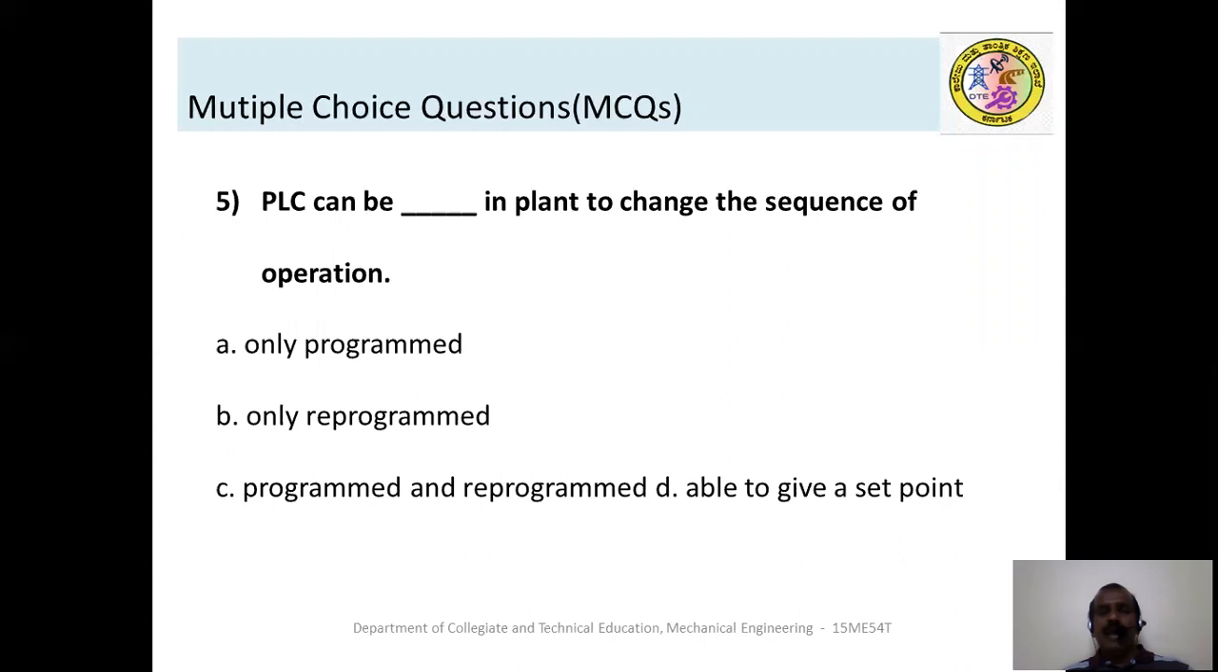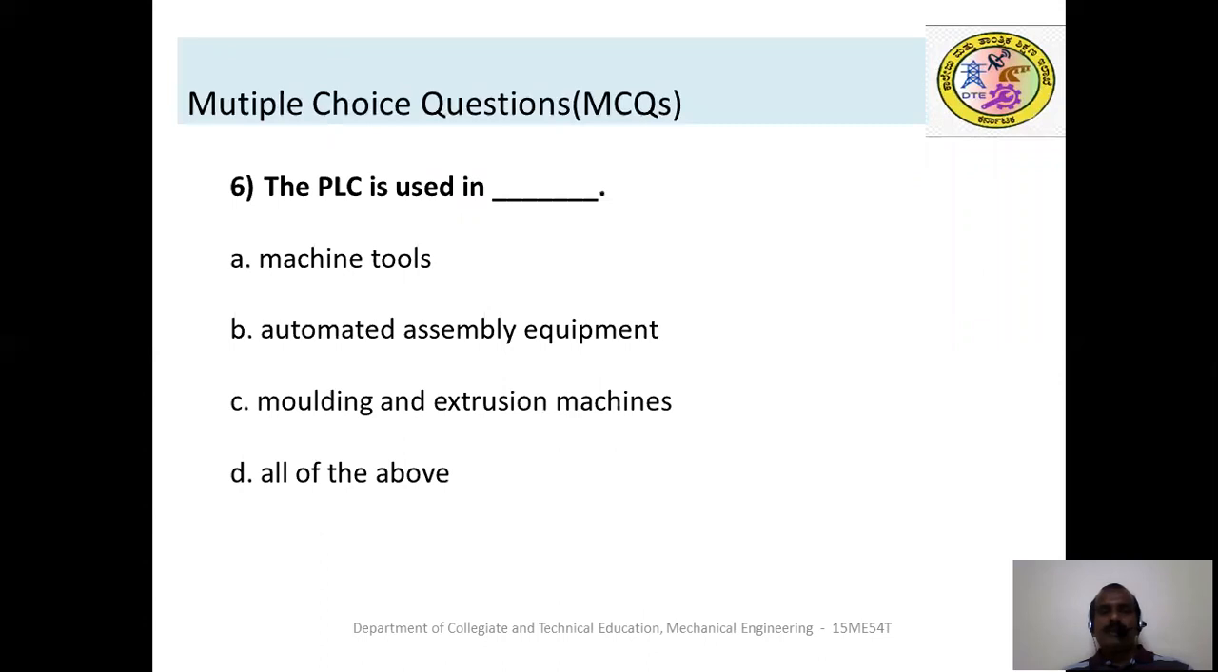A PLC can be dash in a plant to change the sequence of operation. Only program, only reprogram, programmed and reprogrammed, able to give a set point. The answer is C, programmed and reprogrammed. The PLC is used in machine tools, automated assembly equipment, molding and extrusion machines, all of the above. The answer is D, all of the above.